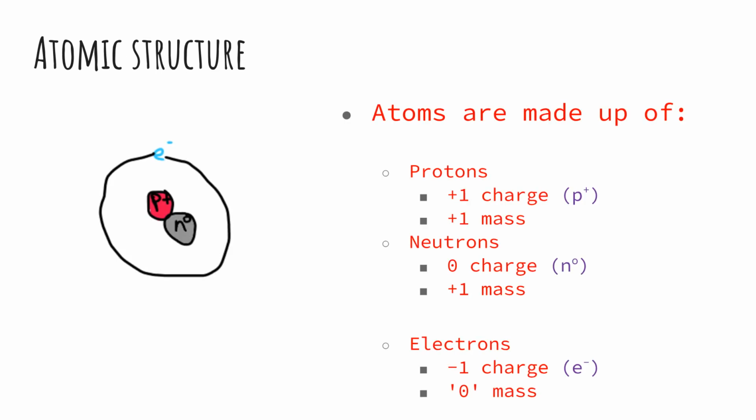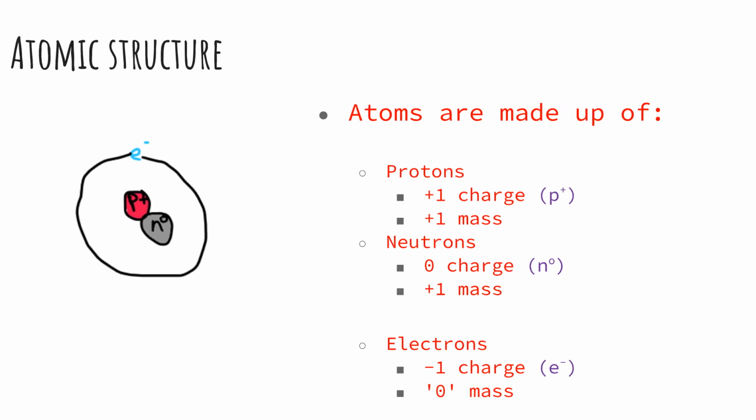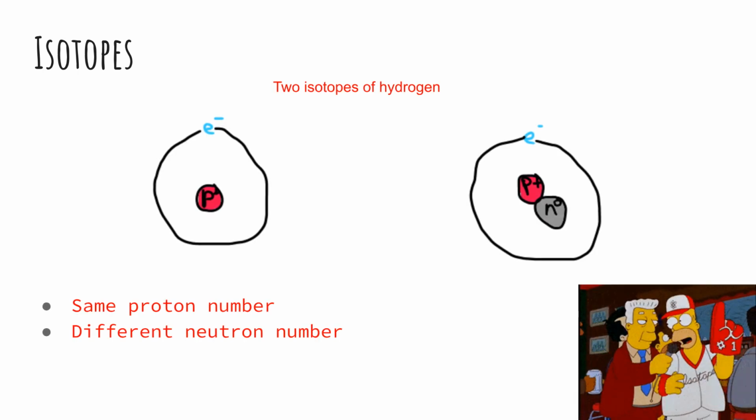Let's review atomic structure. Atoms are composed of protons with a +1 charge and mass of 1, neutrons with 0 charge and mass of 1, and electrons with a -1 charge and negligible mass. Isotopes are atoms of the same element with the same proton number, but different neutron numbers. Here we see two isotopes of hydrogen.